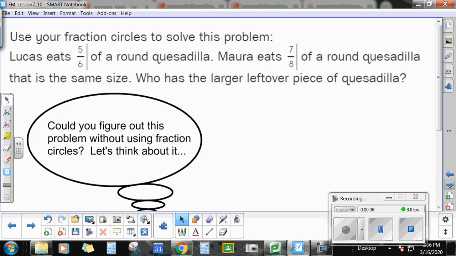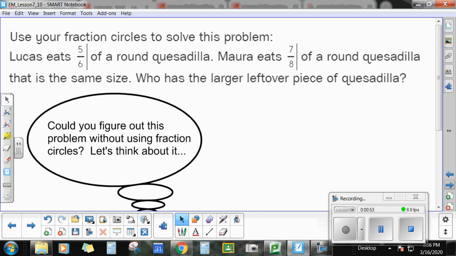All right, so before we get started, let's go ahead and get a piece of blank paper out, or your whiteboard, so that you can draw out some fractions. Okay, so if you need to pause this video and grab your materials, go ahead and do that.